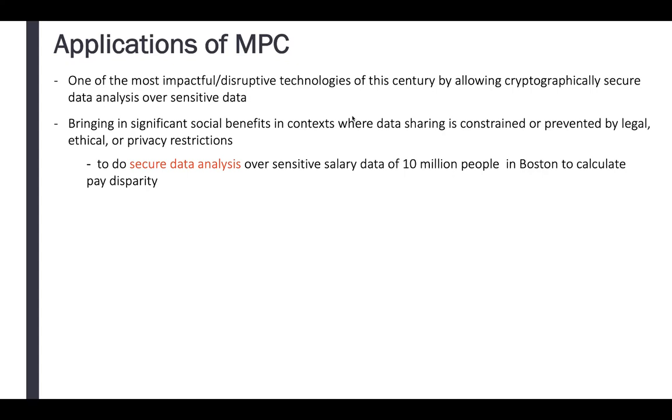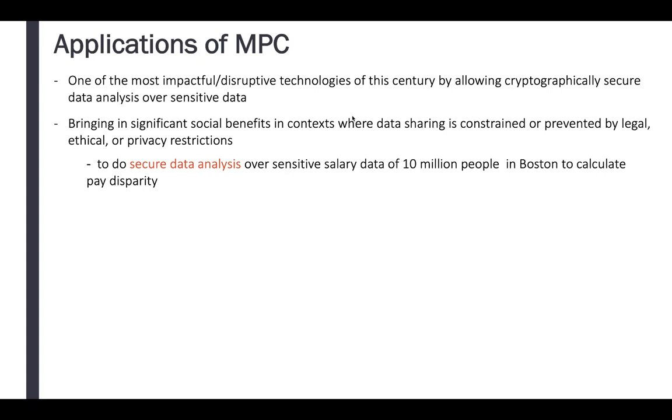So if we ask for the salary data from various companies or even from individuals, they will not be really comfortable in sharing them, because salary data is something which people consider as private data. But when they say that we're going to use MPC, which is a privacy preserving technique, then all the companies actually came forward and they did a secure data analysis on the salary data using MPC protocol.